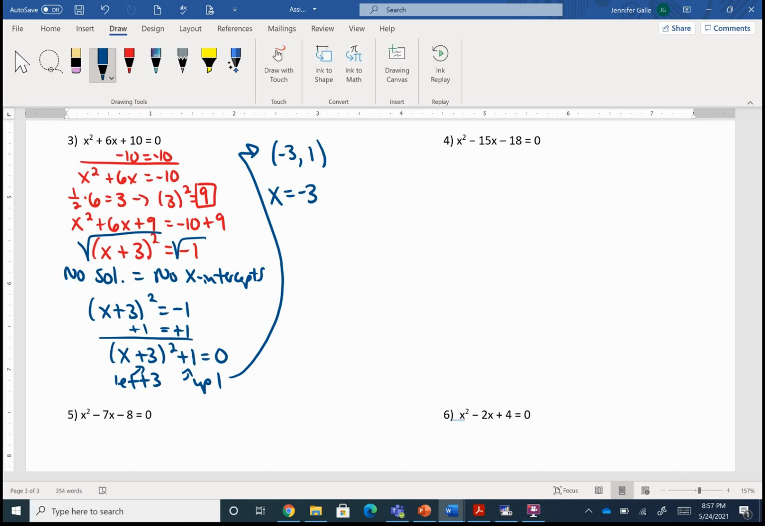All right, number 4, same process. Start by adding our constant to the other side. So add 18 to both sides.